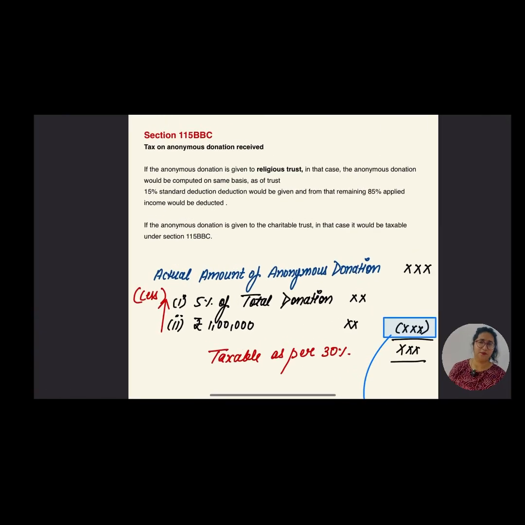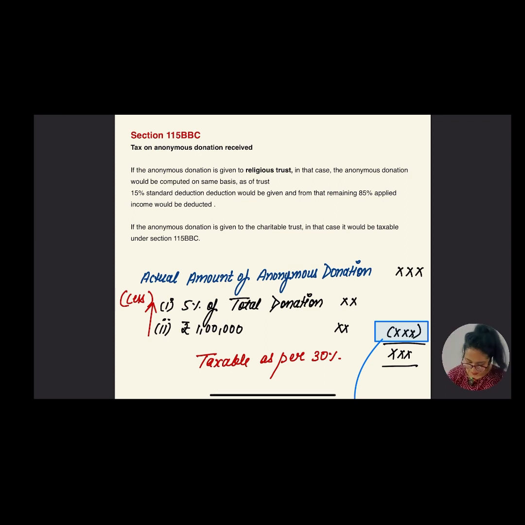Let's go to the very important section 115BBC, which is anonymous donation. The donation is received from an unknown person. Sometimes the donation is received by a religious trust or charitable trust in the name of some unknown person, and they don't want to disclose the name of that person. So that is called anonymous donation.